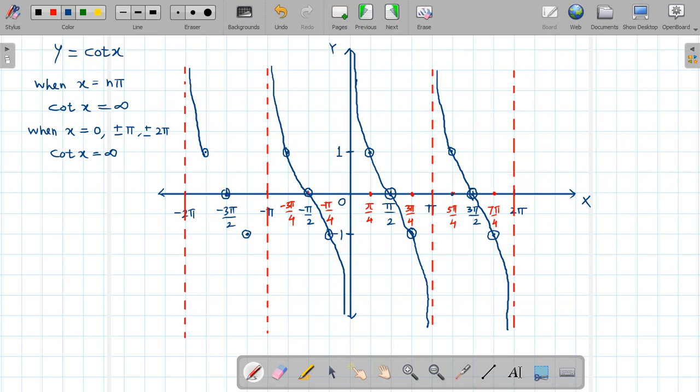So the nature of the curve of the cot function for various sections, or you can say various intervals, is like this: between 0 to pi, between pi to 2 pi, and on the negative side between 0 to minus pi, and between minus pi to minus 2 pi. So this is the graph of the cot function, that is y is equal to cot x.